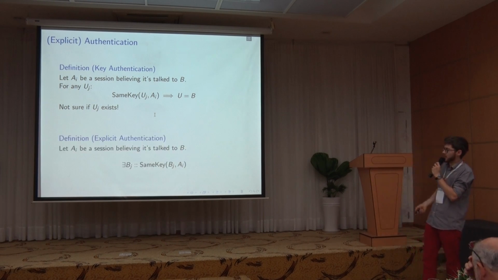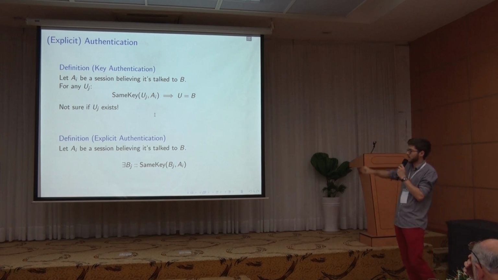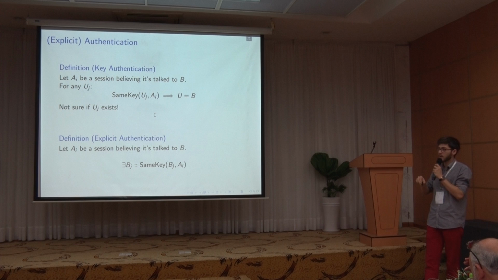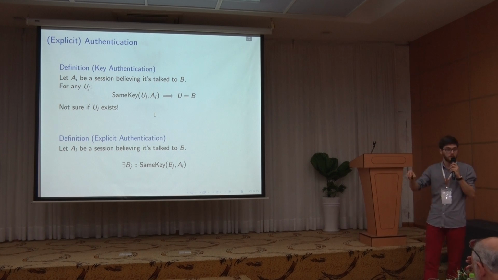And for explicit authentication, we start with the same A_i believing he's talking to B, but by the end of the protocol, he has the guarantee that there exists an actual party of B that he's talked to and that he has derived the key with.